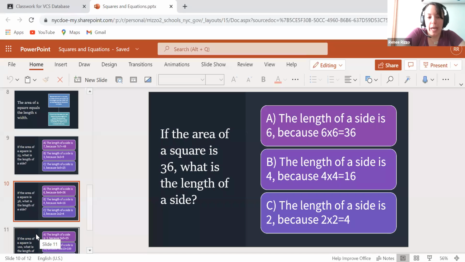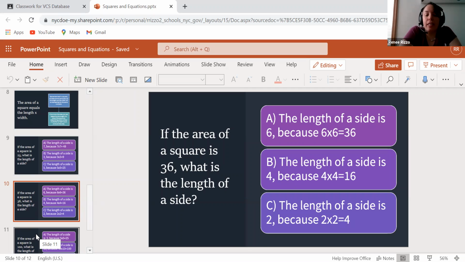If the area of a square is 36, what is the length of a side? Let's explore these answers. A, the length of a side is 6 because 6 times 6 equals 36. B, the length of a side is 4 because 4 times 4 equals 16. Or C, the length of a side is 2 because 2 times 2 equals 4. So we're looking for an area of 36. A, the length of a side is 6 because 6 times 6 equals 36. That sounds right. Let's explore the other answers.